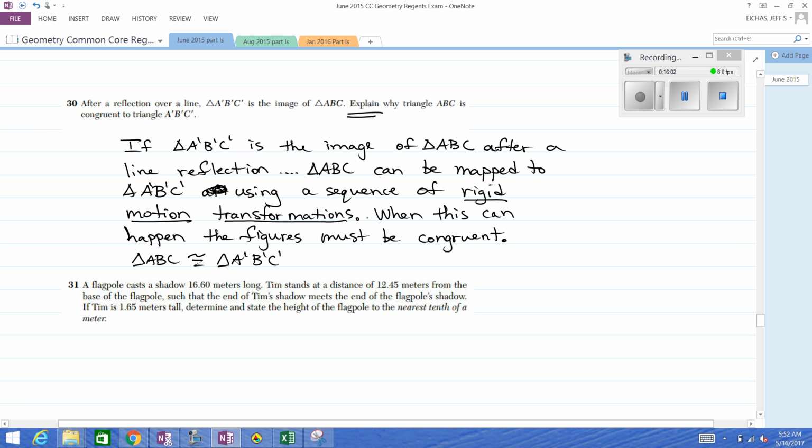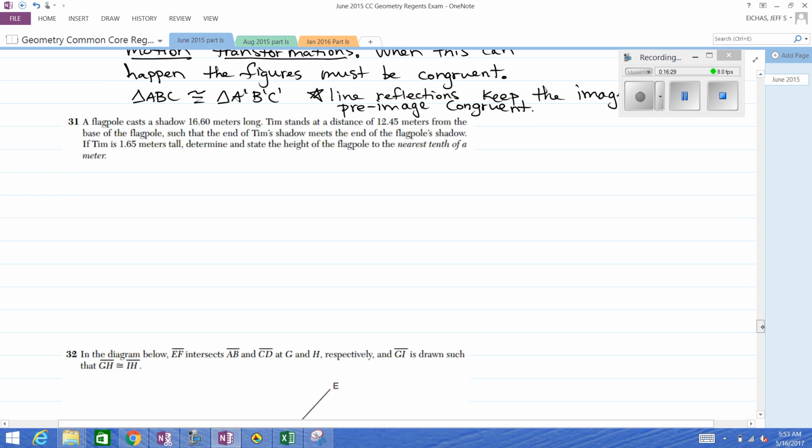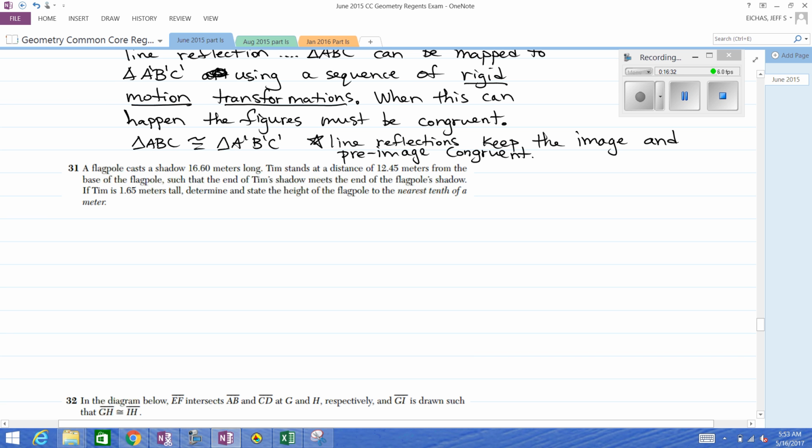You could say something along the lines of, you know, line reflections keep the image and pre-image congruent. You might get away with that. That's another option, but I think they really want that terminology. That rigid motion transformation is going to get you a lot of leeway there. So, all right, moving on to 31.